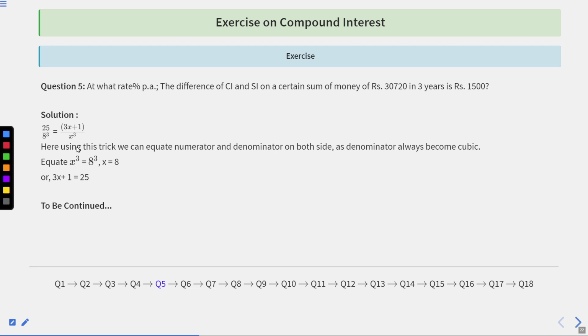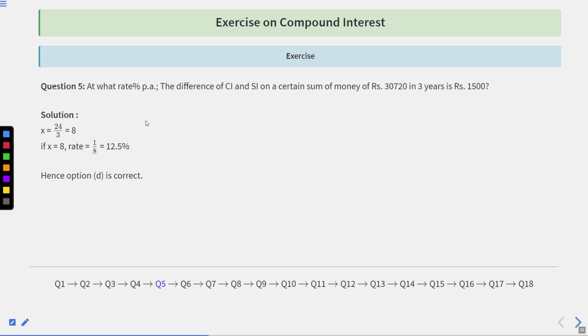So using this trick, we can equate the numerator and denominator on both sides. As the denominator always becomes cubic, equate x cube equal to 8 cube. So x is equal to 8, and 3x plus 1 equal to 25. In both cases, you will get x equal to 8. So if x is equal to 8, the rate is equal to 1 upon 8, that is 12.5%. The correct option here is option D.